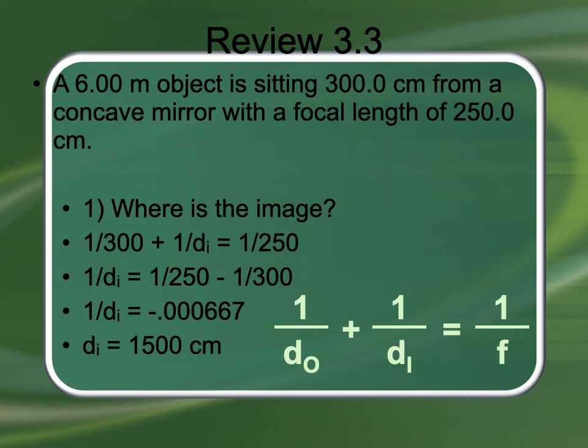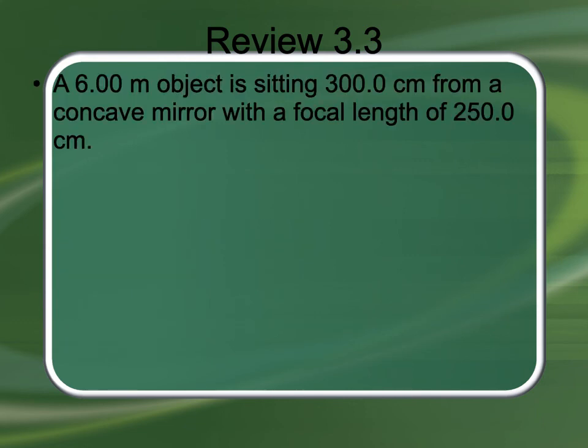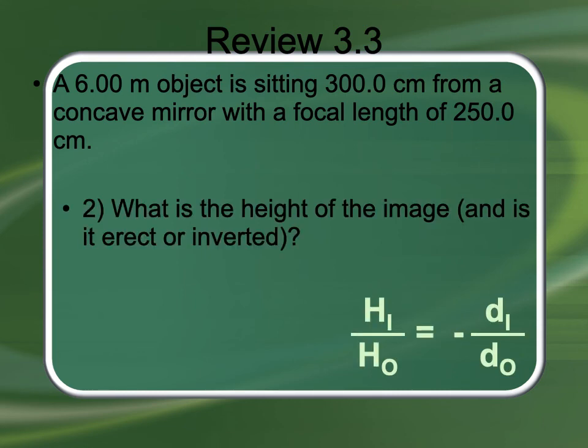This one is positive. That means this is a real image. It's 1,500 centimeters, which is a long way from the mirror, but it is a real image. So if you put a piece of paper up there, you would actually project the number 1, or whatever your object is, right onto the paper. The next question is, what's the height? And is it erect or inverted?